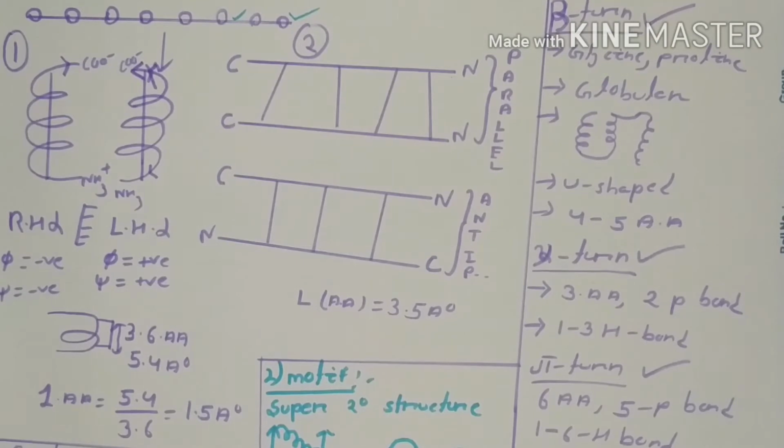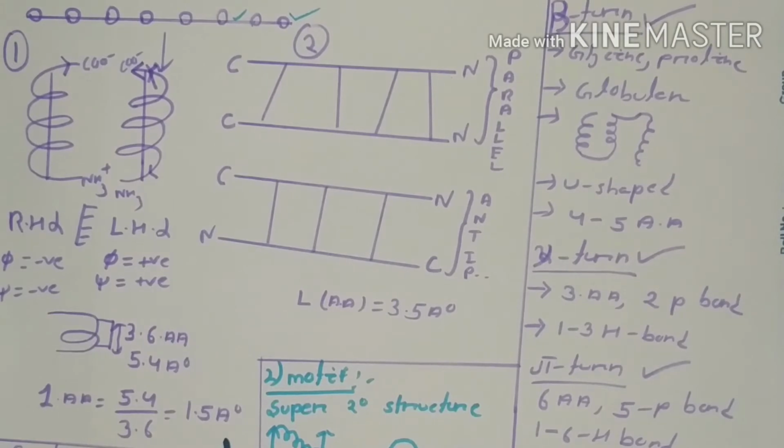One turn of the alpha helix contains 3.6 amino acids, and the length of one turn is 5.4 Angstrom. So from this data we can calculate: as 3.6 amino acids have 5.4 Angstrom length, then one amino acid has 5.4 divided by 3.6, that is 1.5 Angstrom length. That is, in the alpha helix, one amino acid has a length of 1.5 Angstrom.